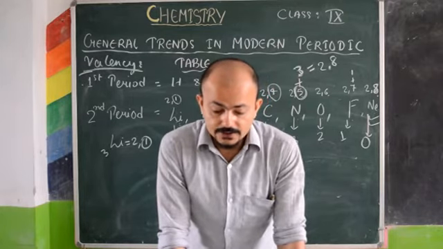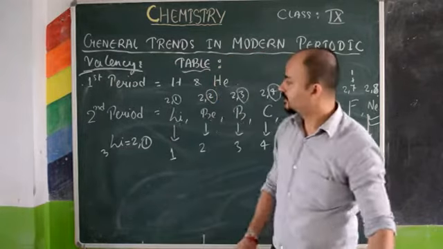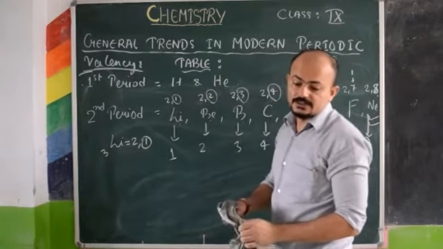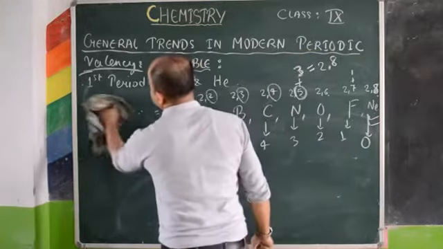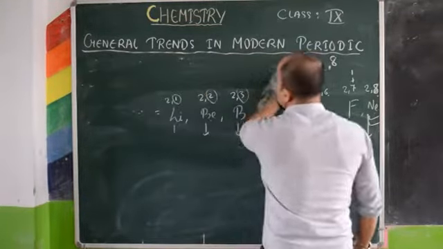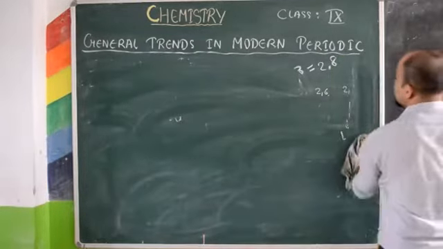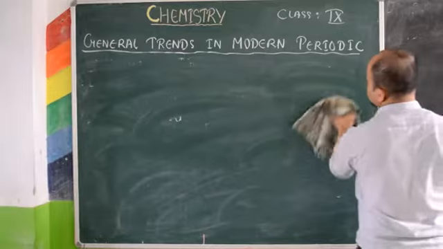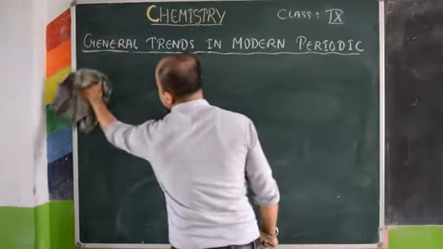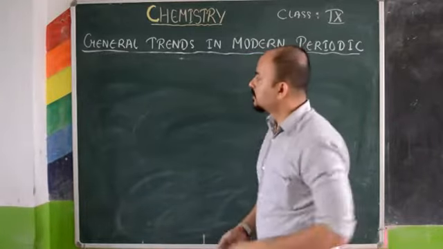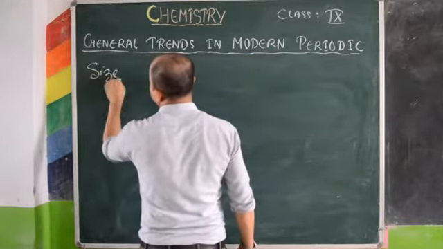Now let's discuss reactivity of alkali metals. Now, to discuss reactivity of alkali metals and halogens, we need to discuss the size of the atom. Now let's first discuss the size. How does it vary? We are going to discuss atomic size.